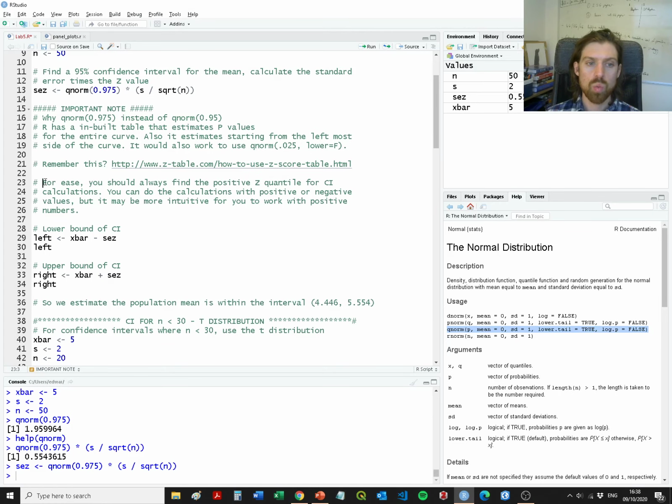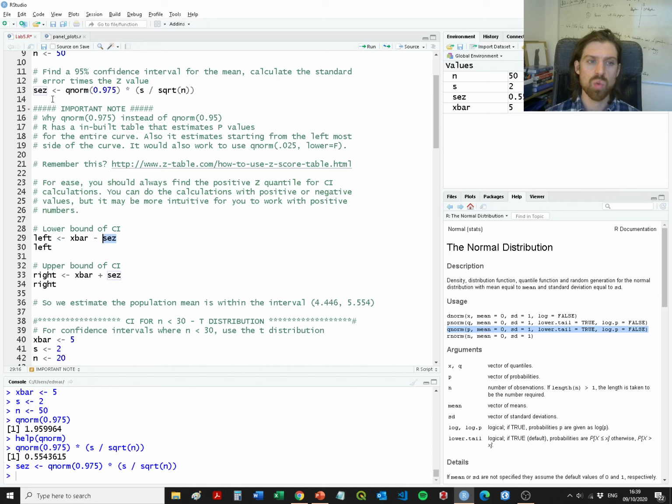So one final point is that when you're doing these calculations, it does actually help to find the answer for the positive Z quantile first for the confidence interval. You can do the calculations with the positive or the negative values, but it might be easier for you to grasp if you're working with positive numbers, because then you don't have to take into account what the signs mean when you do the calculations.